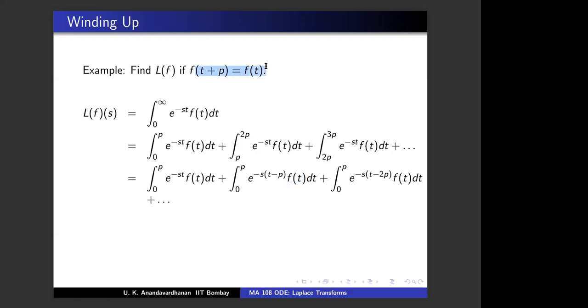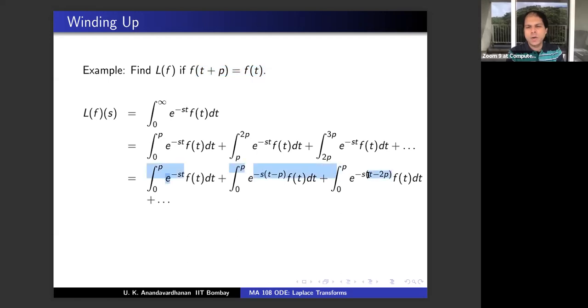Periodicity, because of the period. And doing it twice, you would have got t minus 2p here, etc. And this is exactly this, right? The integral of e power minus st f(t) dt from 0 to p is common. And what is coming out here is e power minus sp and e power minus 2sp, etc. You will get a geometric series, which is 1 by 1 minus e power minus sp.